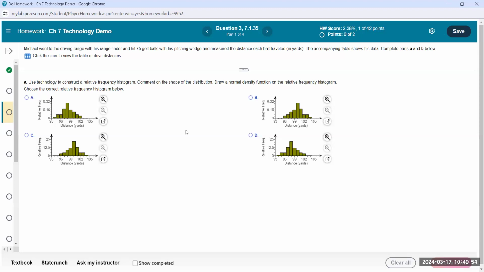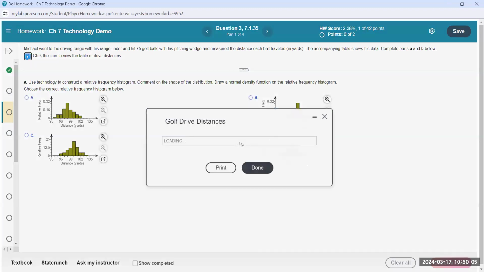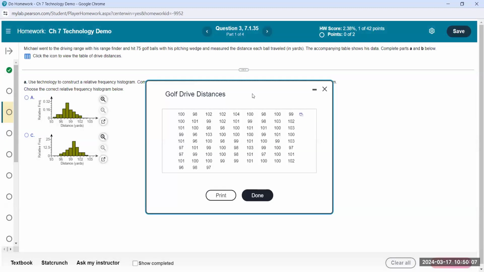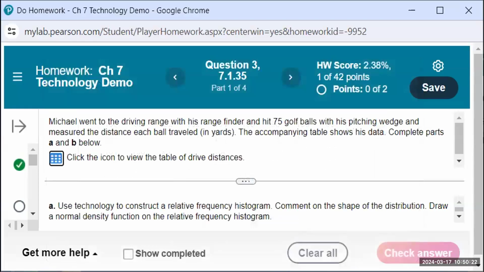Michael went to a driving range with his rangefinder and hit 75 golf balls with his pitching wedge and measured the distance it traveled in yards. And then here, if you click on this table, it shows all his results. Use technology. For us, it's StatCrunch. So I'm going to open this in StatCrunch.